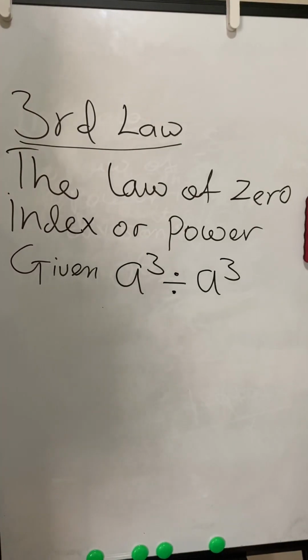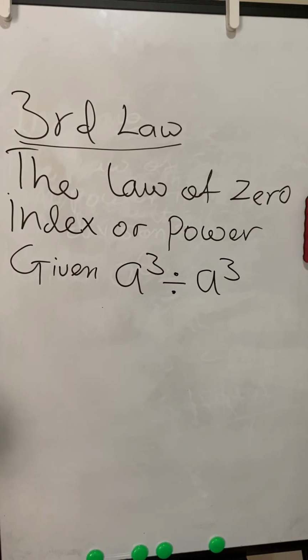All right, we have come to the third law of indices or exponents. The third law says the law of zero index or power. To many, this is kind of tricky, but nothing is a big deal. Just watch and listen as I make this note for you.